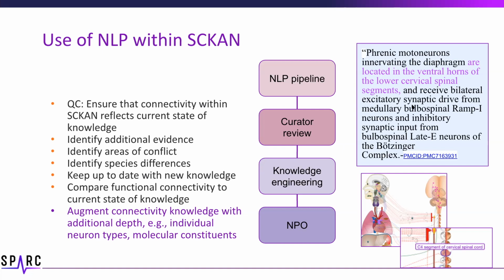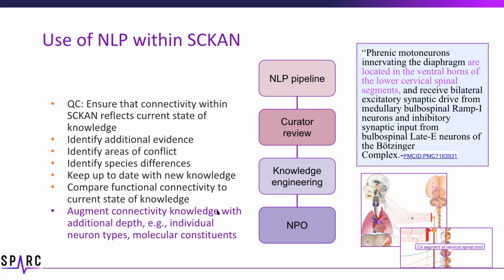And one of the things we're working on is the knowledge model for how to deal with conflicts, right? That we might have differing information coming from our models, our experts, and the literature, okay? So everything doesn't go directly from NLP into the knowledge base, but there's always this process of curatorial review. Once those statements have been determined to be accurate, we undergo the knowledge engineering, like you saw before, turning those into OWLs, and they're represented in the NPO, and then they go into the SCKAN knowledge base.